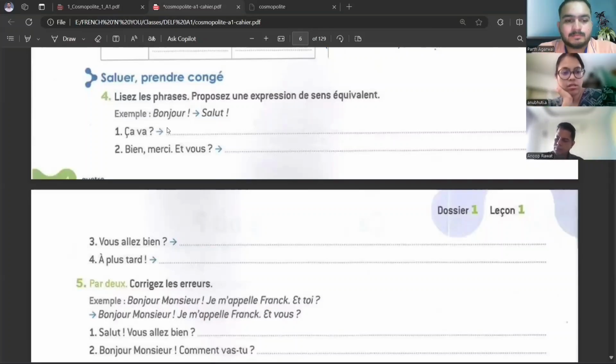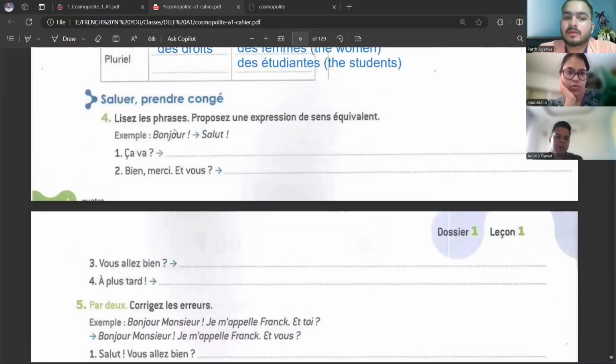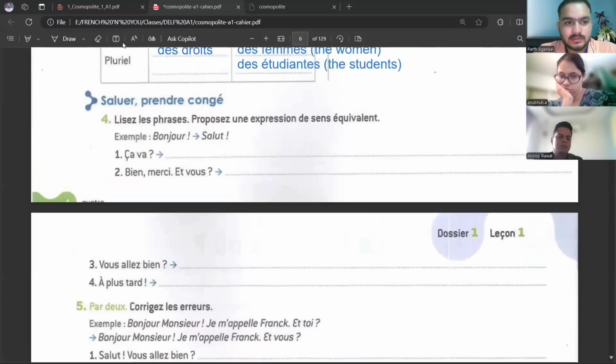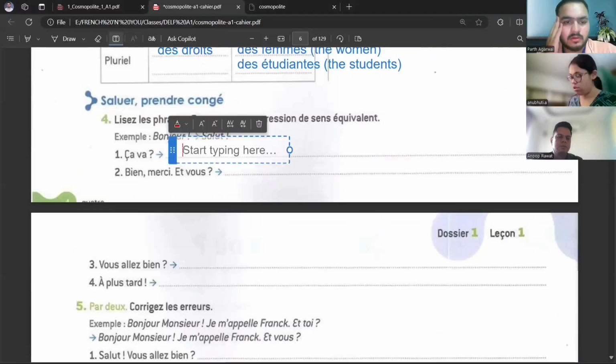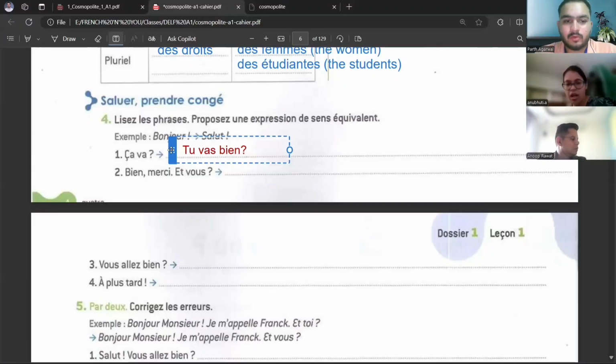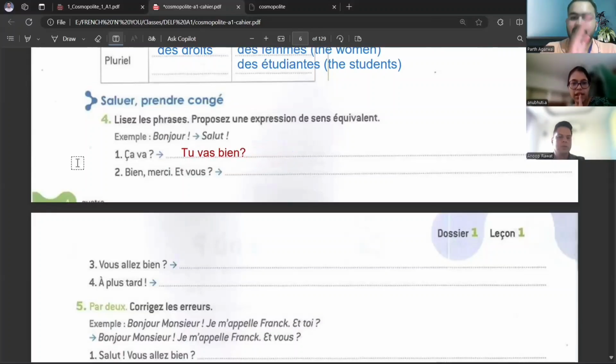So I think these were the homework, so we can quickly discuss these. So Anubhuti, what is your answer for the first one? Tu vas bien. Correct. Absolutely correct. Tu vas bien. So in this case, you have to find out the exact same kind of expression, right? Right. Okay, next one. Bien merci et toi.